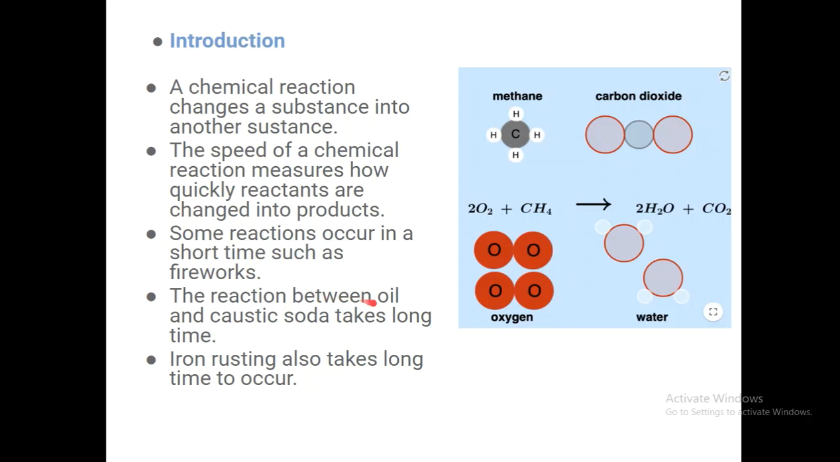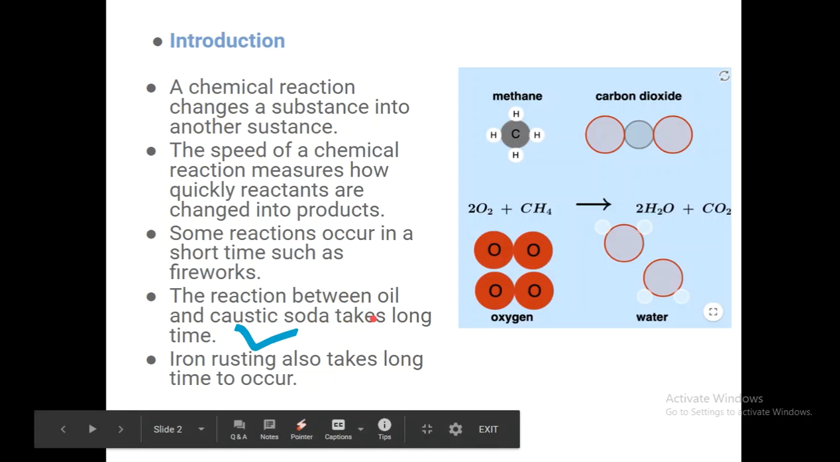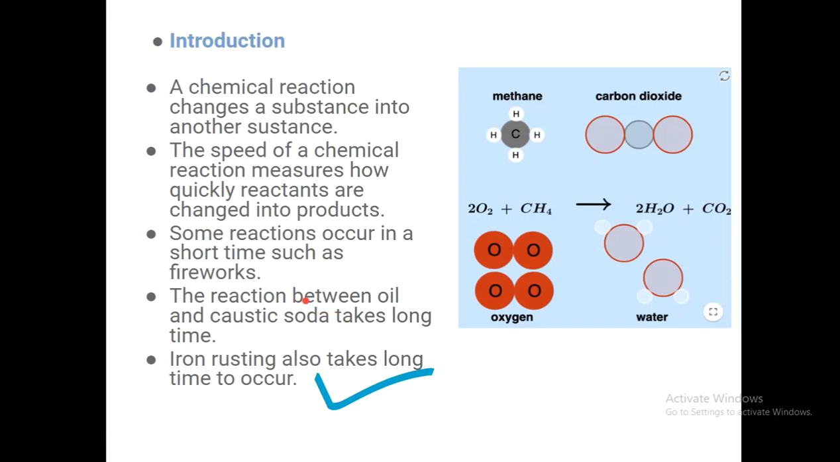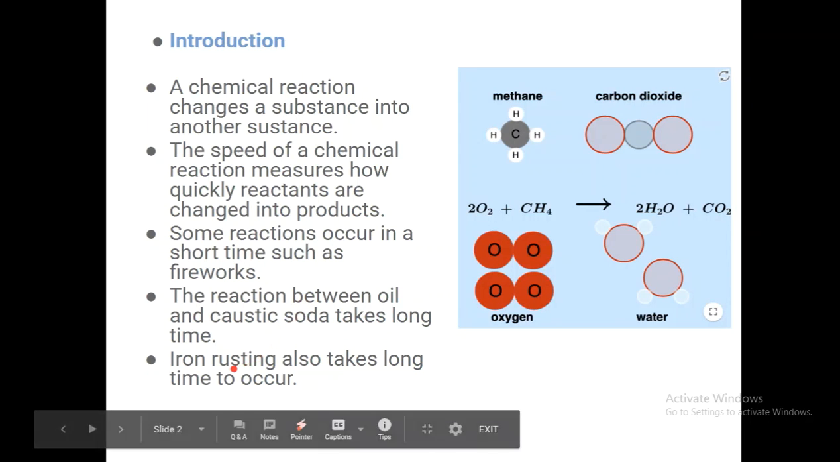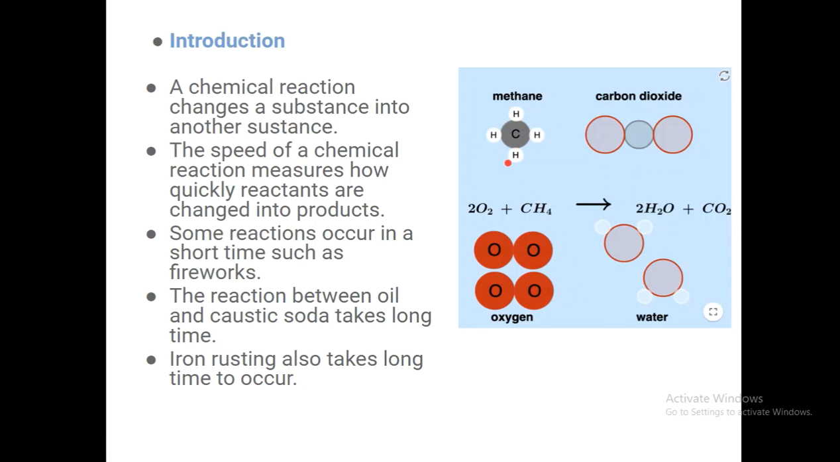Then the reaction between oil and caustic soda takes a long time. So some are short term, some are quick, and some take a long time. Iron rusting also takes a long time to occur, right? Here on the right side, you can see some chemical reactions between various reactants. Methane gets converted to carbon dioxide, with oxygen, then water molecules and so on.